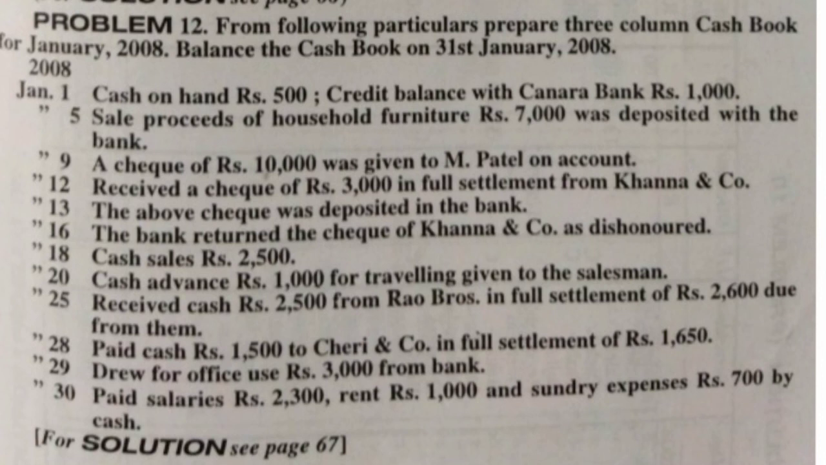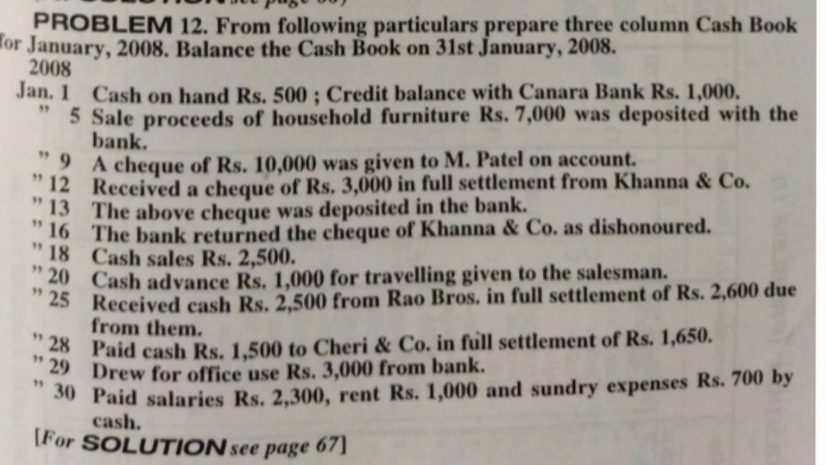Received cash of rupees 2500 from Rao Brothers in full settlement of rupees 2600 due from them. We actually need to receive 2600, but what we are receiving is 2500. So we are allowing them a discount of rupees 100. The entry would be cash account debit 2500, discount allowed account debit 100, to Rao Brothers 2600. So cash is on the debit side, debit the cash column with rupees 2500 and the discount column with rupees 100.